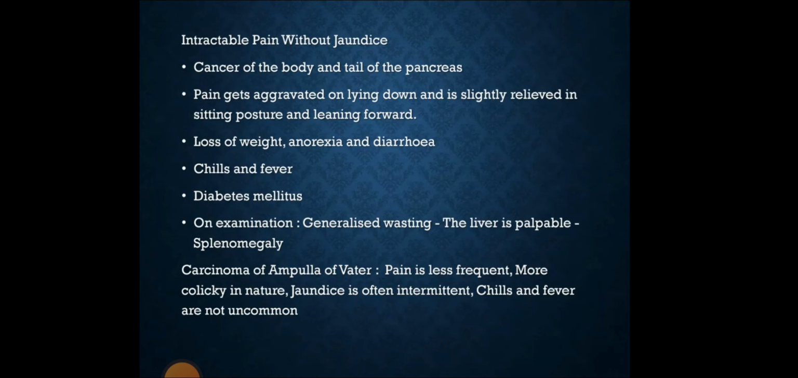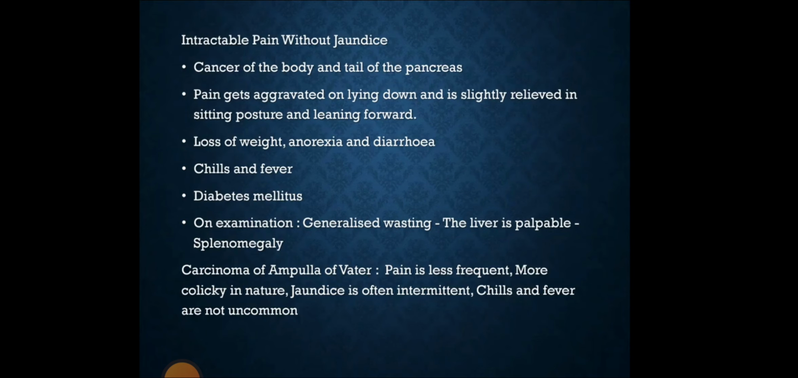Other than pain, there will be loss of weight, anorexia, diarrhea, chills and fever. Diabetes mellitus is often accompanied with the carcinoma of pancreas. Then on examination, there will be generalized wasting, liver will be palpable, splenomegaly can be found out.